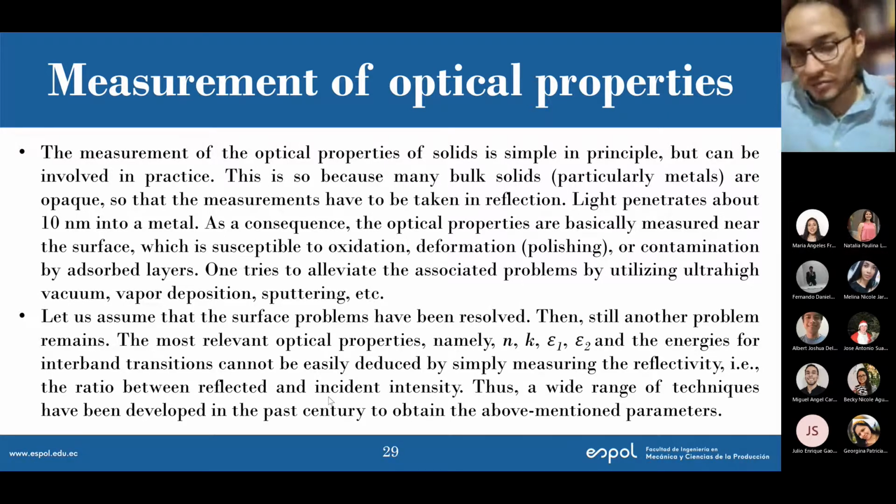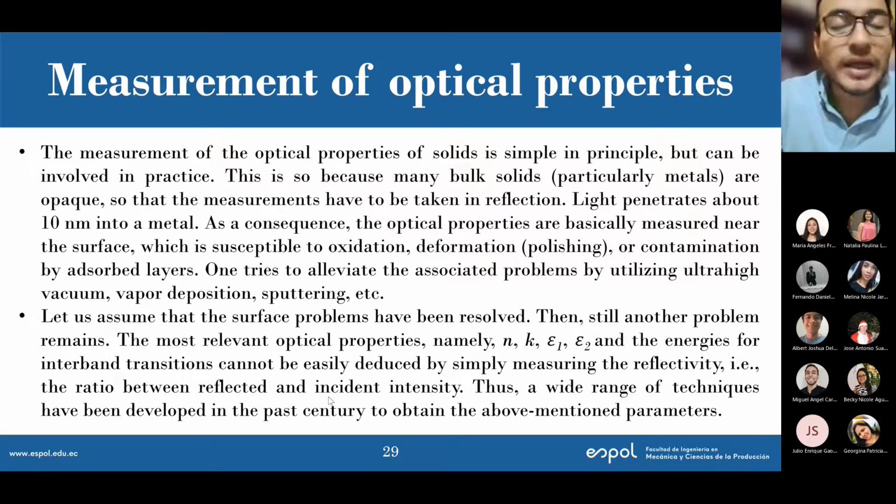Now, let's say you're a great sample preparator, so you've prepared a nice sample, and you know that what you're going to get is clean and useful data. But now you have another problem. The most relevant properties, so the index of refraction, the damping constant K, epsilon 1 and epsilon 2, and all those energies for interband transitions, you cannot measure directly by reflectivity. In metals, because absorption happens only on the top surface, you need to measure everything in reflection, right? And it's not simple to measure reflectivity in a metal, because it's not simply the ratio between reflected and incident intensity.